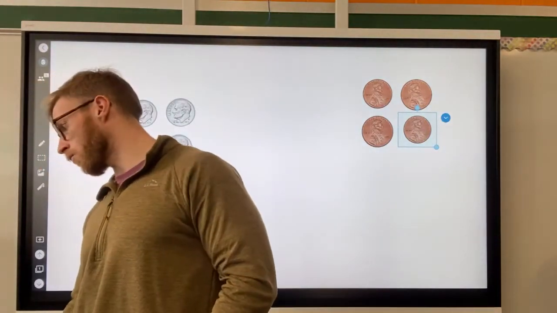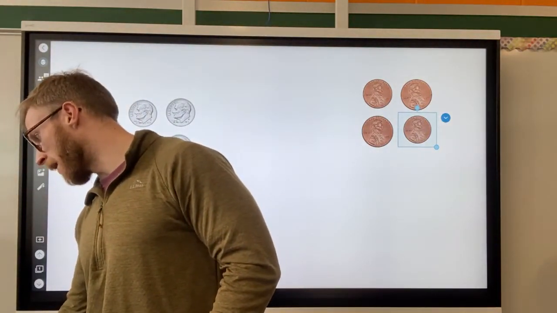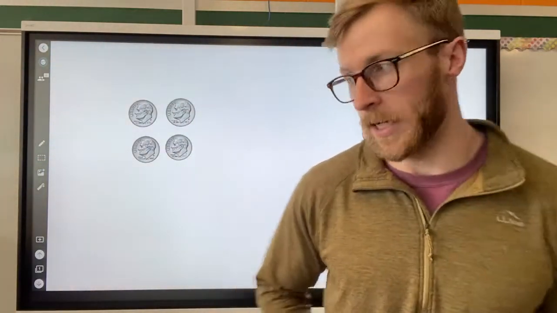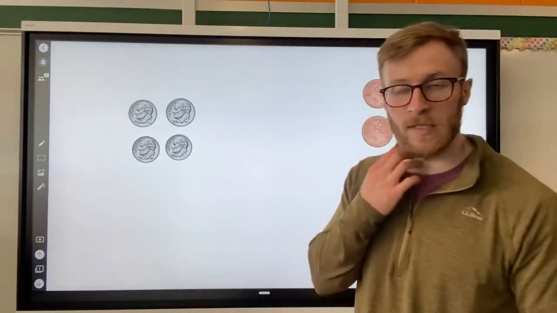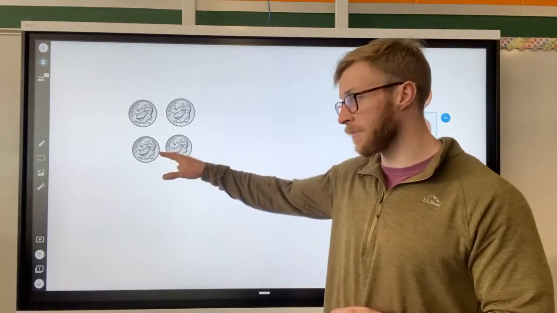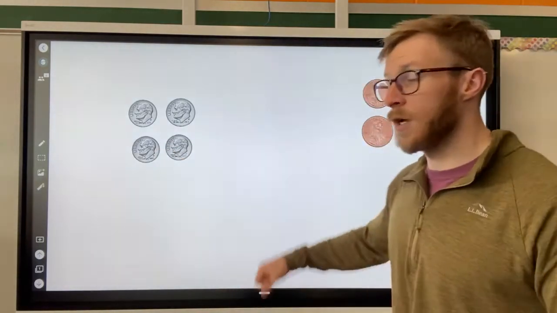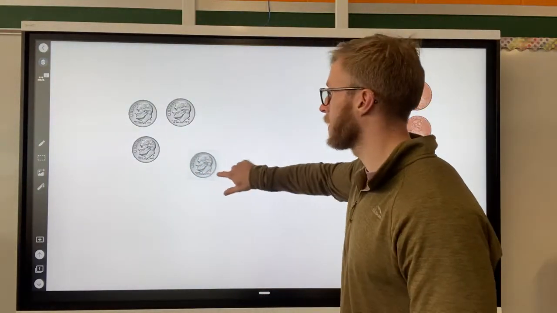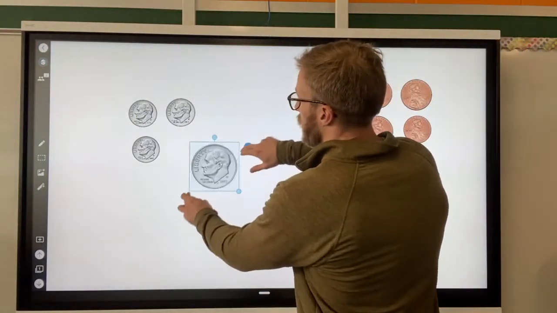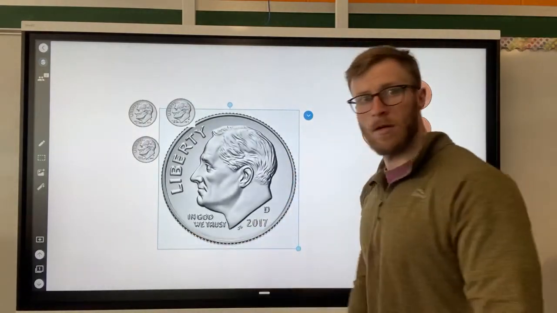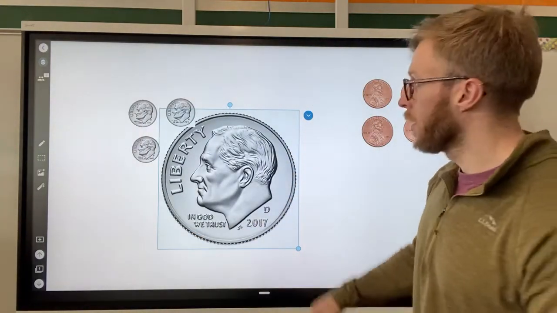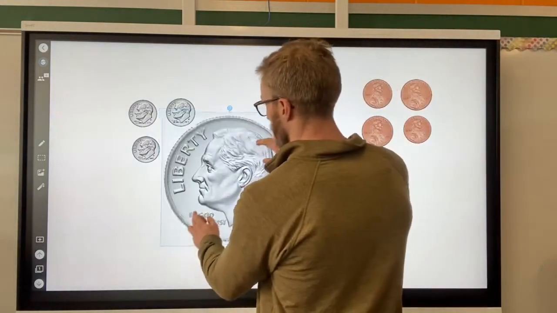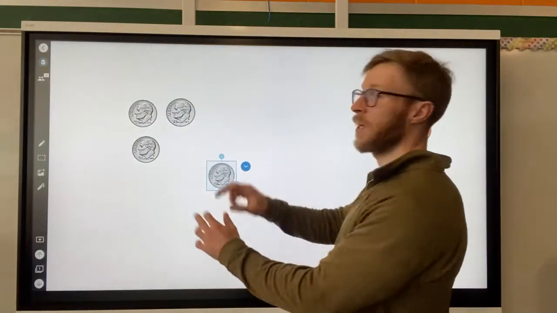So I want to jump right into a word problem using money. I'm going to read it off. It says Benny has 4 dimes. Marcus has 4 pennies. These are our dimes. Here, I'll zoom in on the dime so you guys can see it. That is a dime, and this is worth 10 cents. Now my sizing might be a little off.